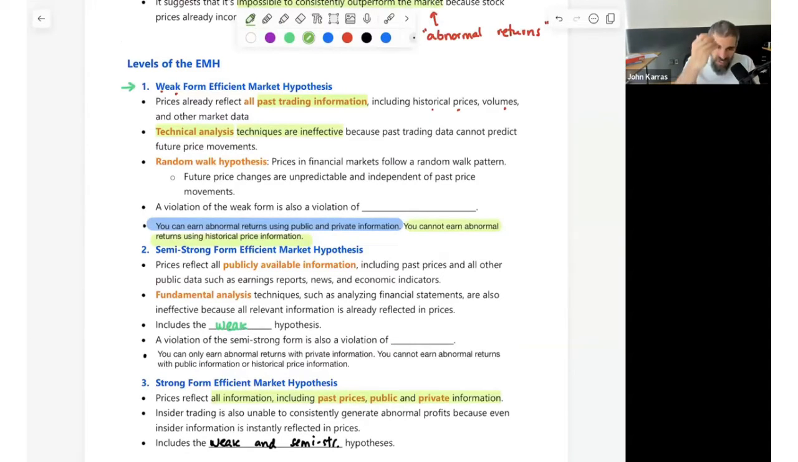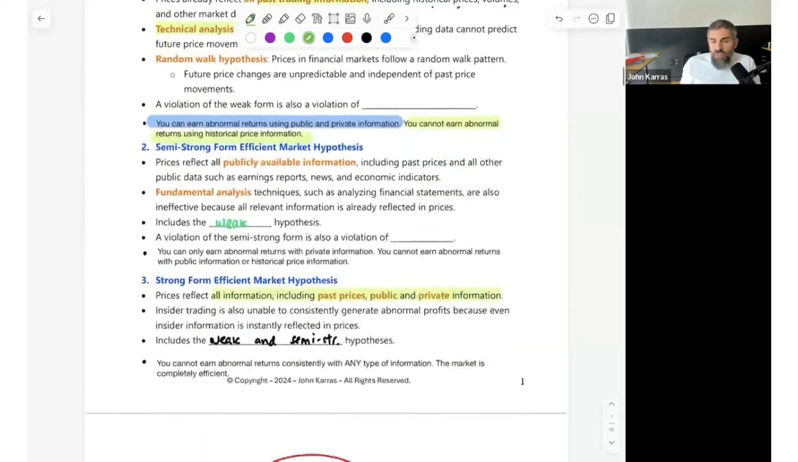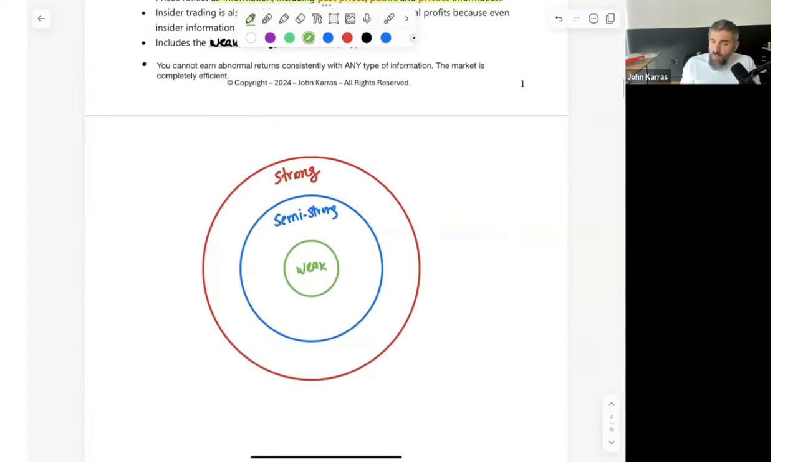So that's what you want to remember. You don't have to memorize every single line that I put here. You just have to know the 3 levels. In each one, what is included in the price, and for each one, what is not included in the price. You have to remember this whole one-includes-the-other business.